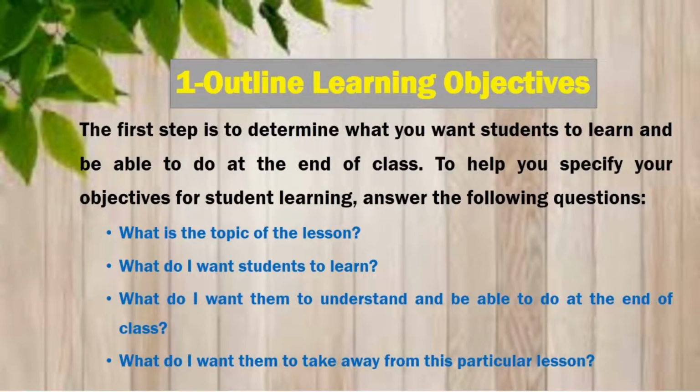1. Outline learning objectives. The first step is to determine what you want students to learn and be able to do at the end of class. To help you specify your objectives for student learning, answer the following questions. What is the topic of the lesson? What do I want students to learn? What do I want them to understand and be able to do at the end of class? What do I want them to take away from this particular lesson?